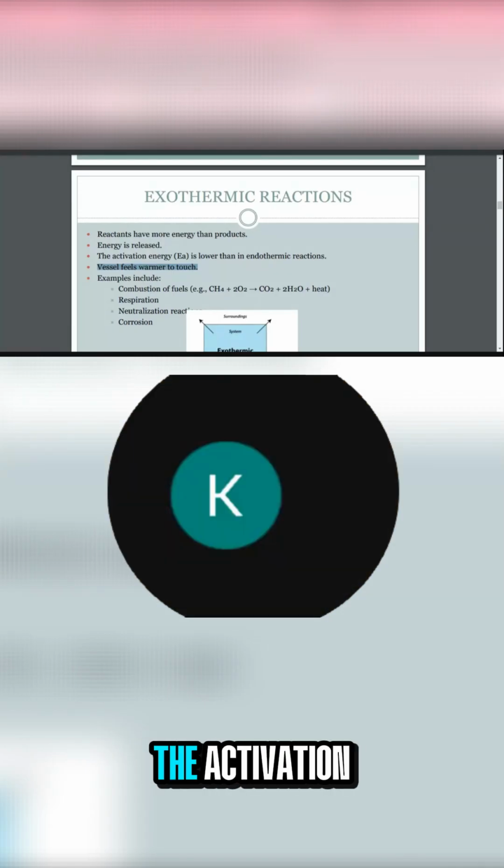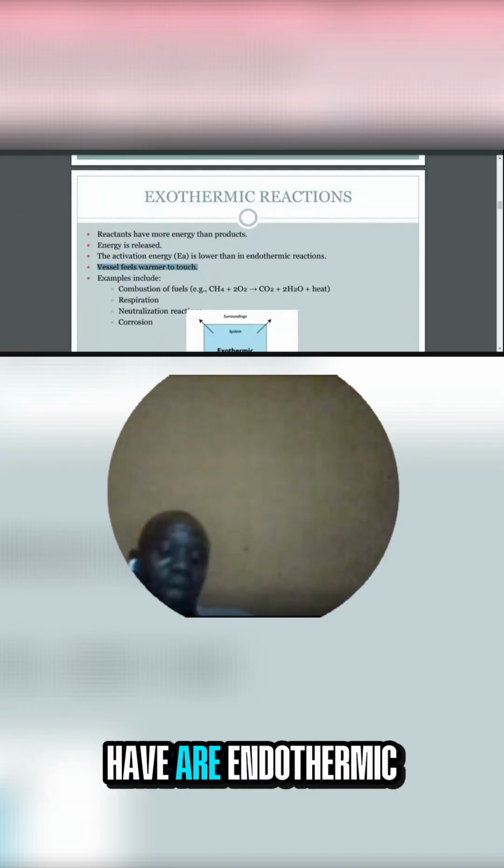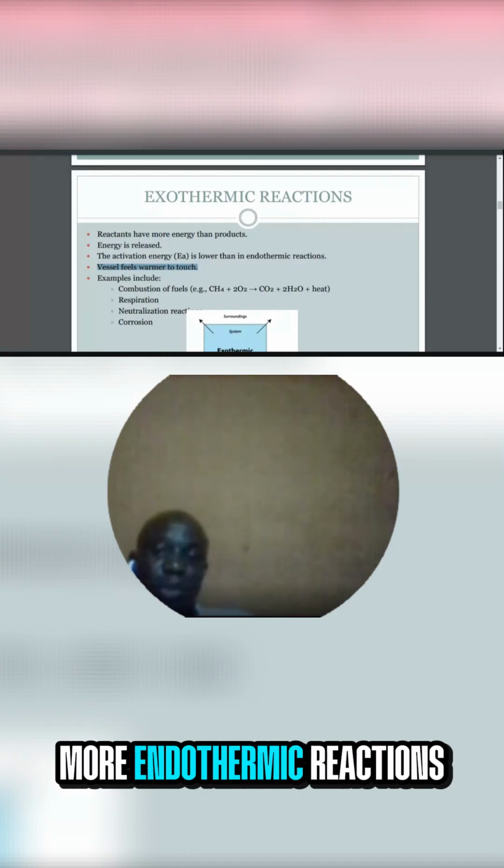Do you get that? Yes, sir. So does that mean the activation energy in endothermic is higher than exothermic? Yeah, the activation energy is higher. So the particles will need more energy to react in endothermic than in exothermic. Most of the reactions that we have are exothermic. We have more exothermic reactions than endothermic.